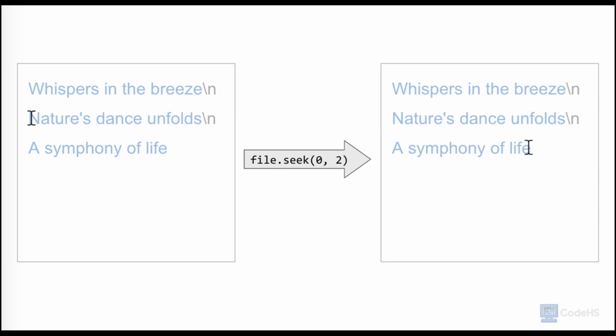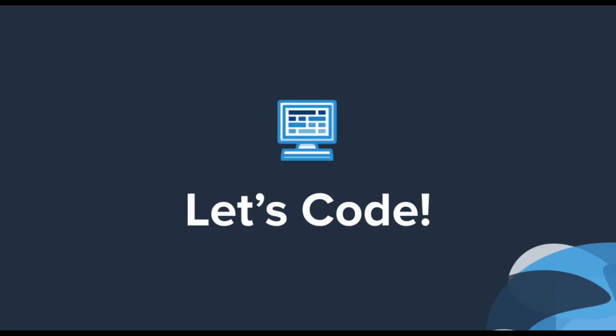If we use a reference value of 2, this will move the cursor to the end of the file. Though we can only use an offset value of 0 when this reference value is used, this actually can come in very handy when we want to move to the end of a file without knowing how long the file is. Let's explore using the tell and seek methods in some programs.